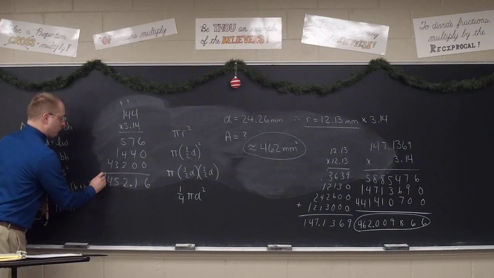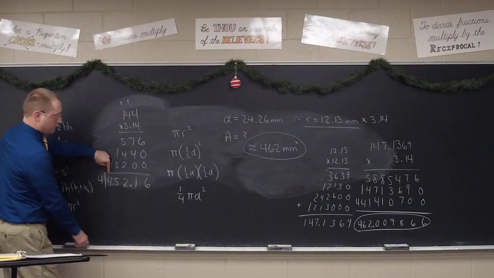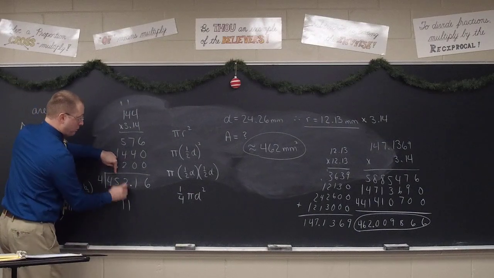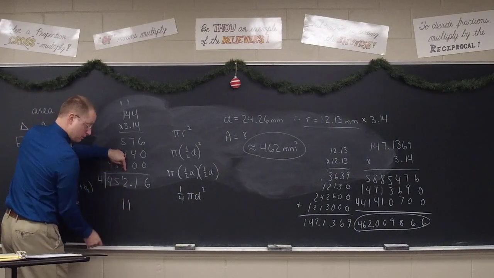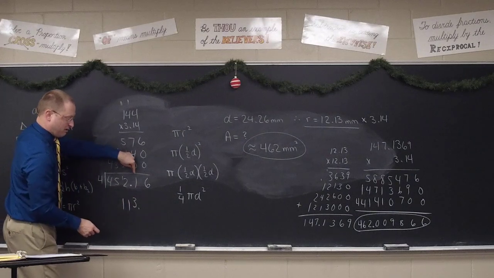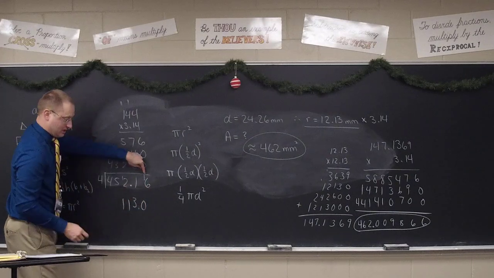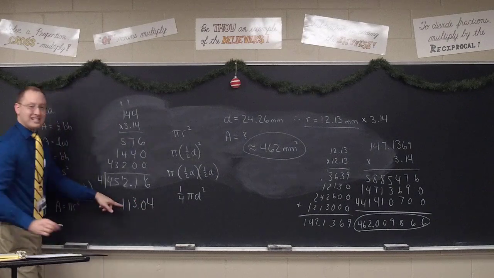Divide it by 4. 4 goes into 4, class. 1. 4 goes into 5. 1, with 1 left. 4 goes into 12. 3, with nothing left, right? 4 goes into 1. 0. 4 goes into 16. 4. Hey, that's the same answer.